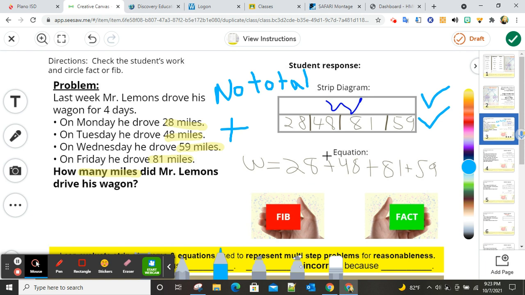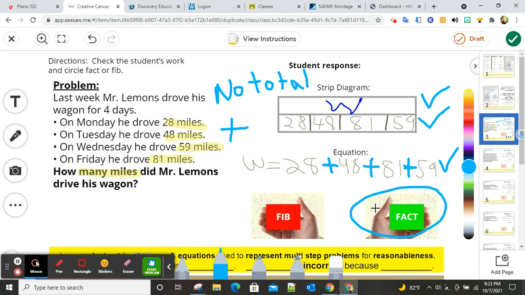The equation has plus signs. And when I was reading the problem, I determined that the operation was plus or addition. So that makes sense to me. And the amounts that I was adding are the amounts from the problem. I don't have a total, I have a W in for my total instead. So that looks correct to me. So I'm going to go ahead and circle fact.